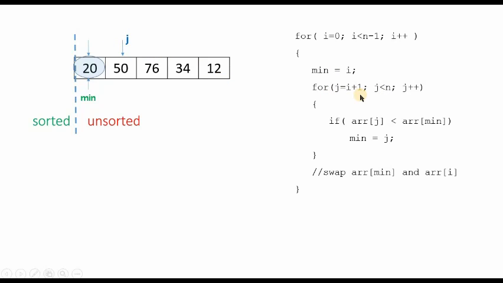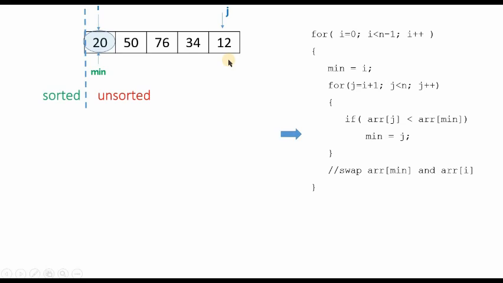So here j starts from i plus 1. We are going to compare the minimum element starting from the next element in the list. This is the ith element and this is i plus 1. So j spans from i plus 1 till the end of the list. We are going to compare each and every element after i till the end of the list.